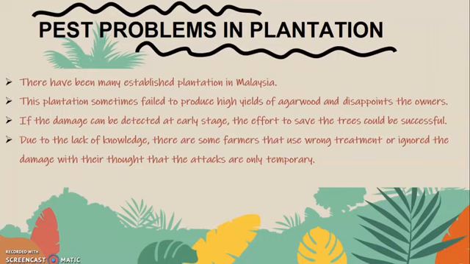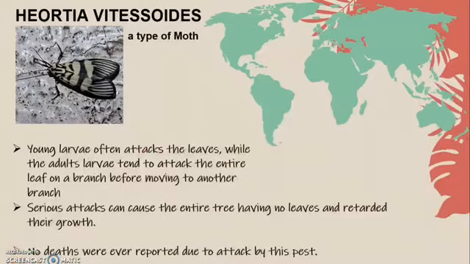But due to the lack of knowledge, some farmers use the wrong treatment or simply ignore the damage, thinking that the attacks are only temporary and that the disease will recover by itself. So this is an example of a pest that is mostly found in plantations in Malaysia.